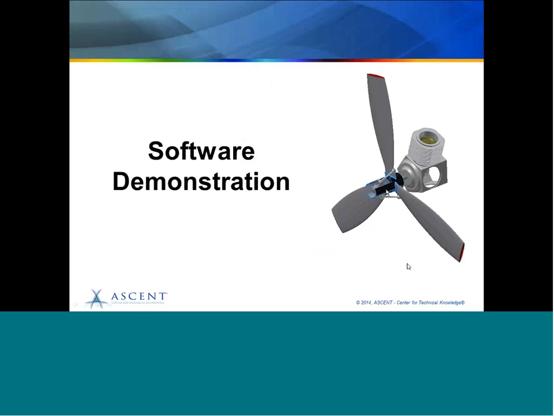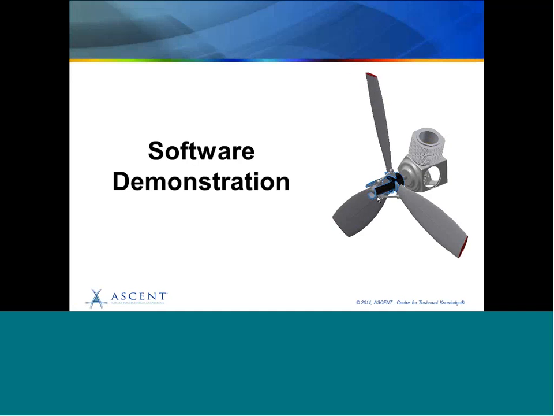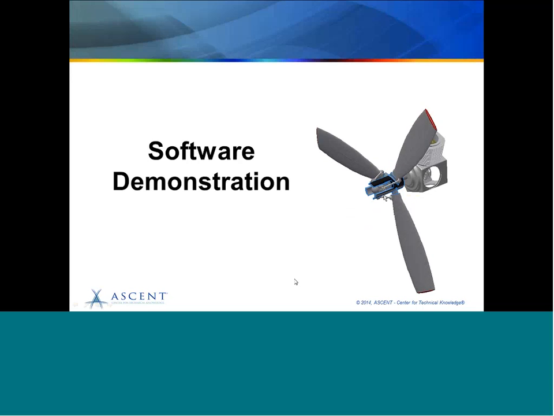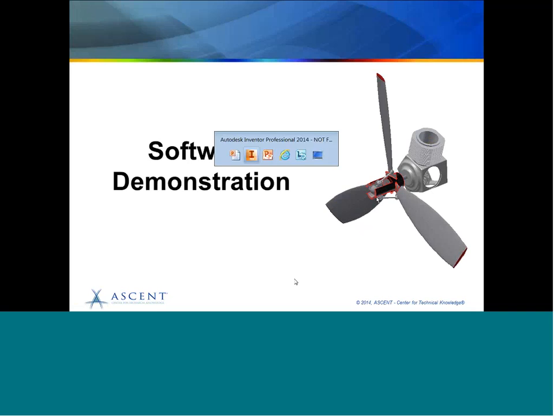Okay, so what I want to do now is jump over to Inventor, and I have an assembly that we're going to put together. I'm just going to show you a quick animation here of what we're going to work to achieve. This is a propeller assembly here. We're going to work to assemble all of the components using this new 2014 joint command.